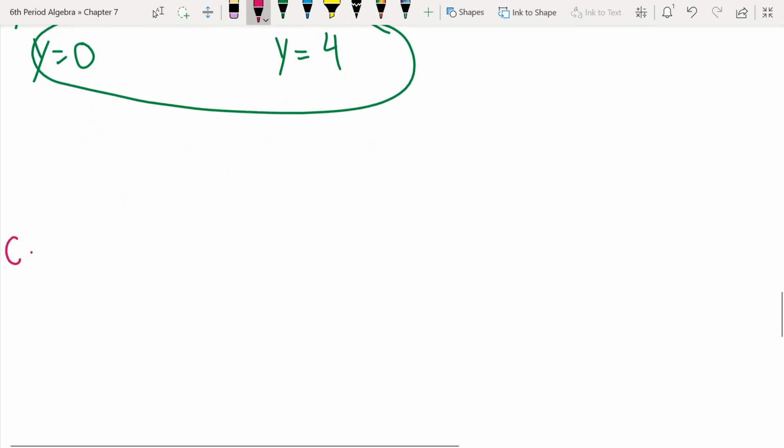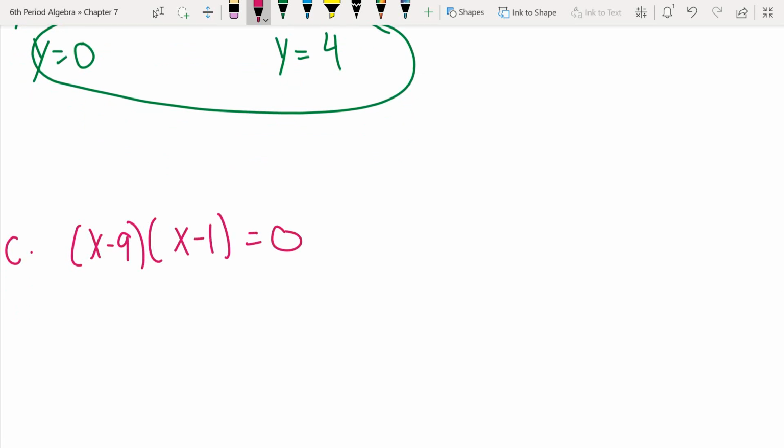All right, so with C, I'm going to give you x minus 9 times x minus 1 equals 0. Pause the video now. Try to find your answer, or your x-intercepts, or your roots, or your zeros. It's all the same thing.